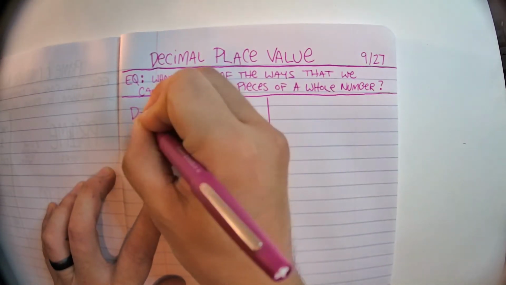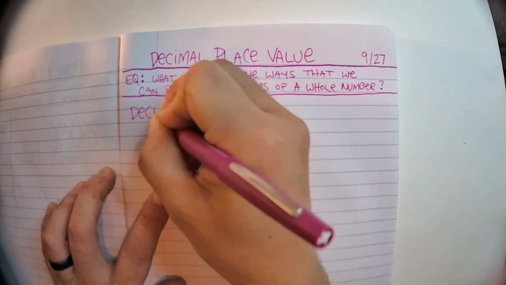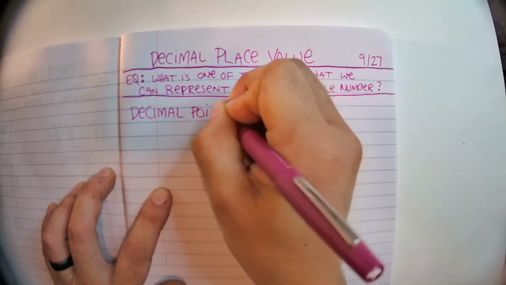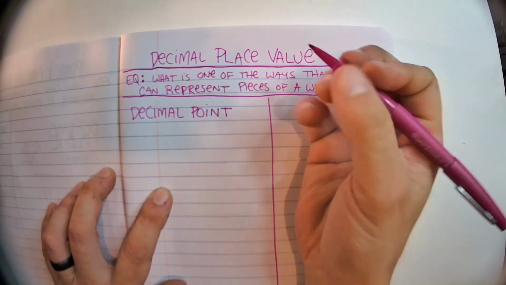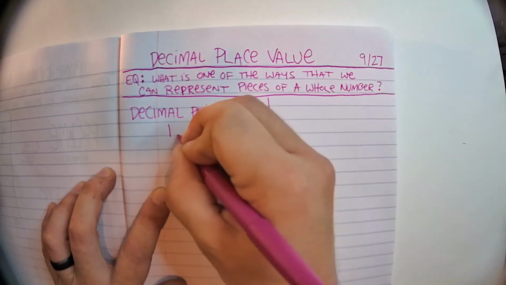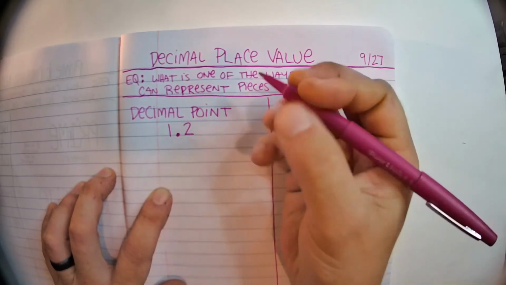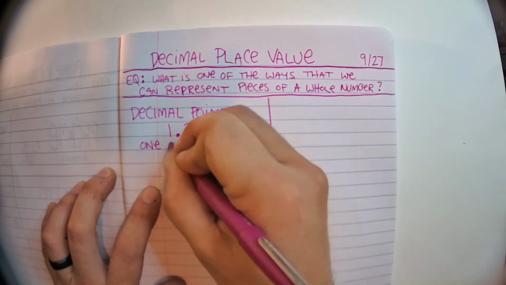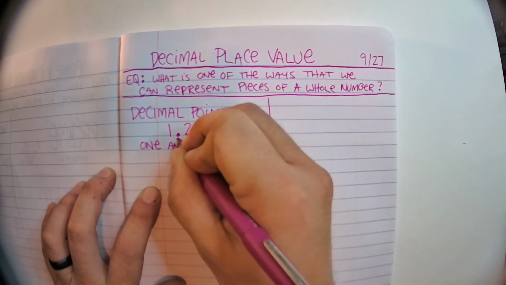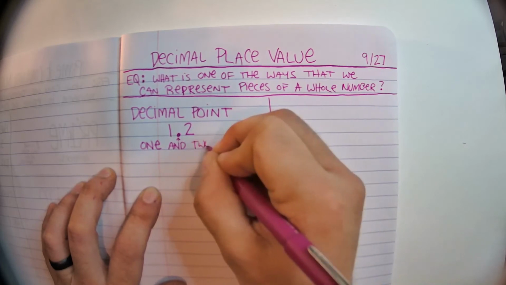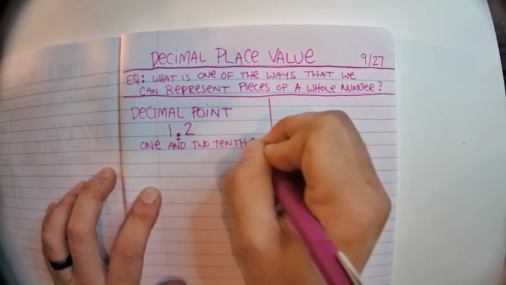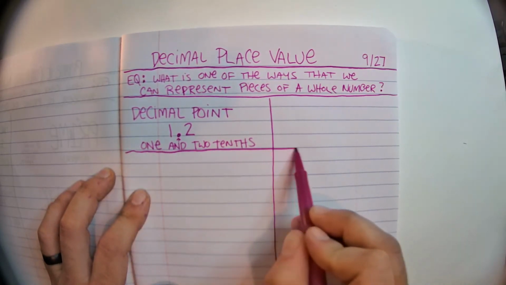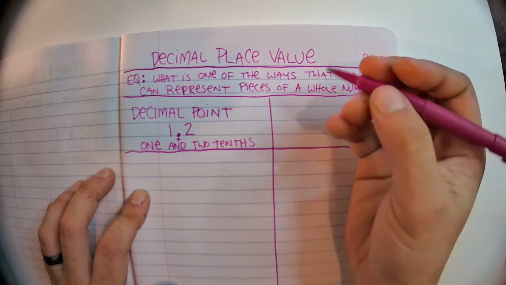All right? The decimal point. The decimal point is really important because it separates whole numbers and the decimals. All right? So the way we would say this is 1 and 2/10. That's how we say the decimal point, and. So that would be the proper way to say this number, 1 and 2/10.